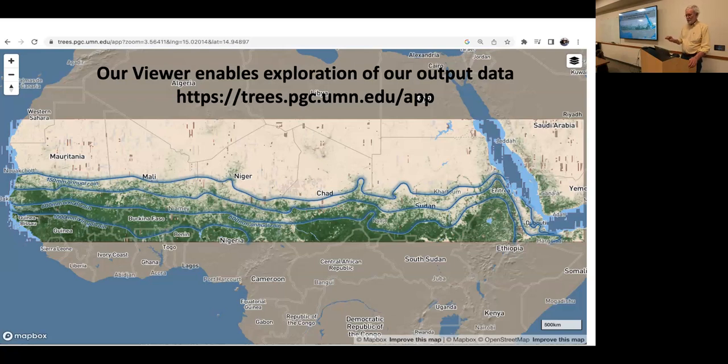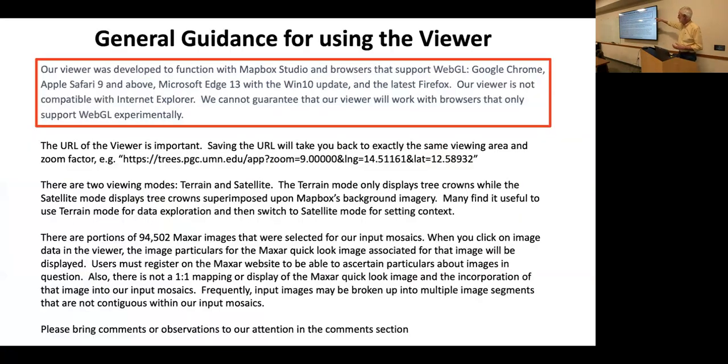And then the important thing, if you use the viewer, is the URL will take you back to exactly where you were looking on any computer, as long as it's not Internet Explorer, which doesn't work with Mapbox, because we had to use free things. We had a very finite budget. So you can use Firefox, you can use Google Chrome, Apple Safari 9 and above, Microsoft Edge 13 with the Win 10 update, but you can't do this with Internet Explorer or other browsers.